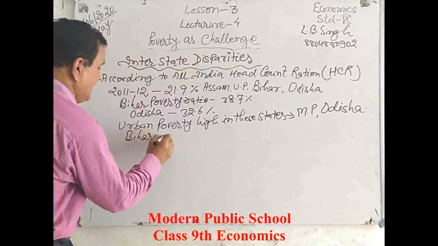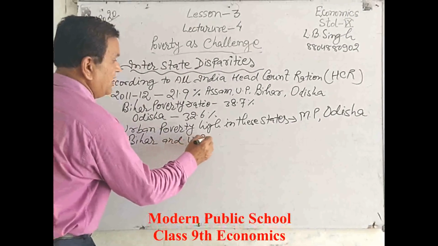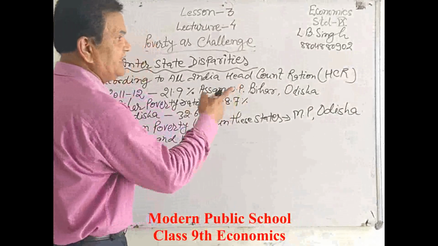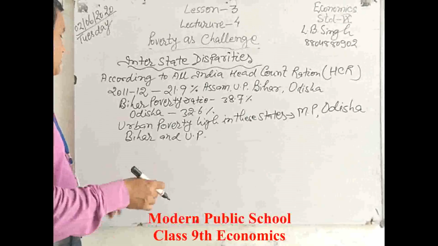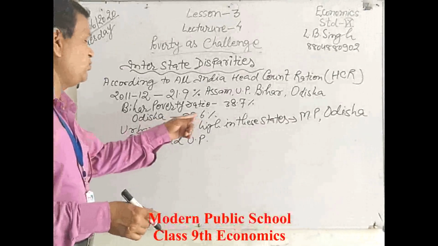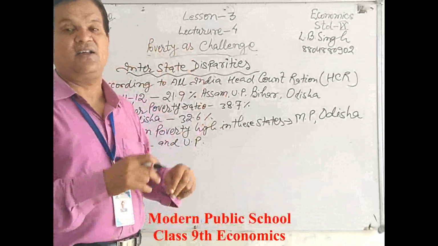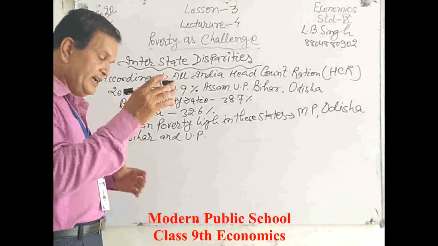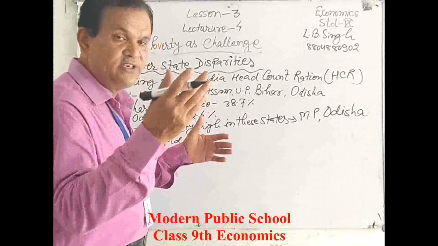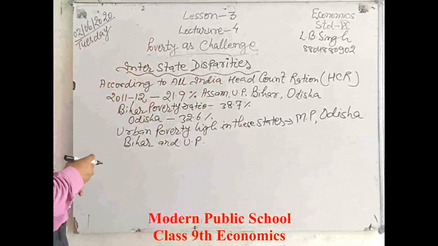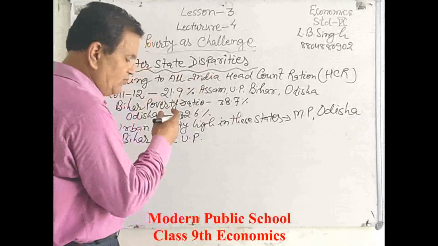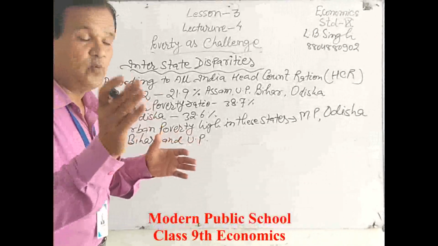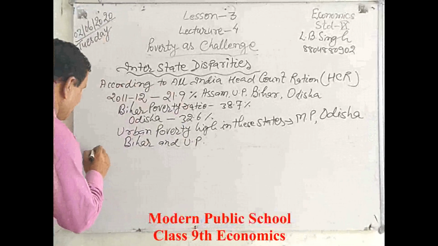Bihar and UP. In the upper part, I have told you there is a poverty of 38.7% in Bihar. On the second position, Odisha is there, that means 32.6. These two states are the poorest states in India. But they are trying to change their poverty condition. One important thing, I am going to give you some data on how they have changed their poverty line. That means decline in poverty.